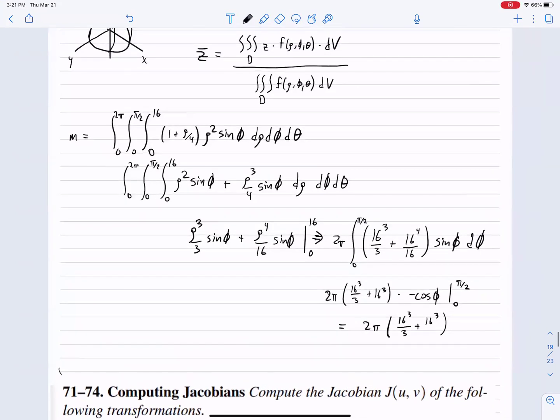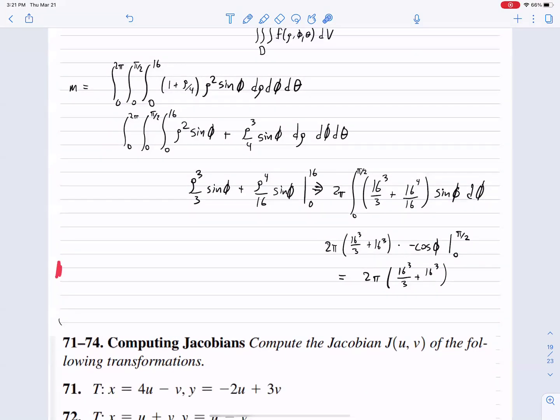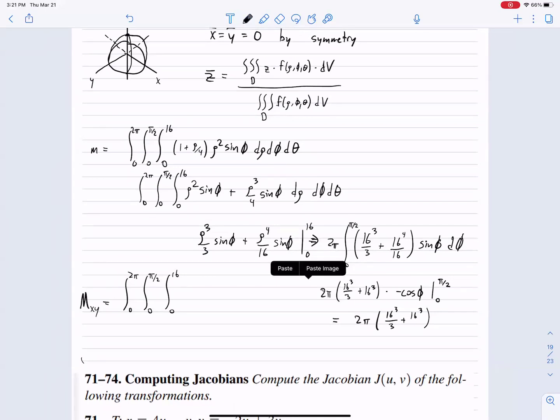For this one, we have to change z into spherical coordinates. So I'm just going to set it up and not actually do it. The moment with respect to the xy-plane is going to be this integral from 0 to 2 pi, because that's theta, 0 to pi over 2, because that's phi, 0 to 16. And then I need to change z into spherical coordinates. What is z in spherical coordinates? It's on my note card. It's rho cosine phi. And then times the density function, which is 1 plus rho squared over 4, and then times the fudge factor, which is rho squared sine phi.